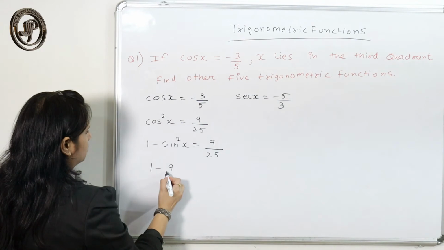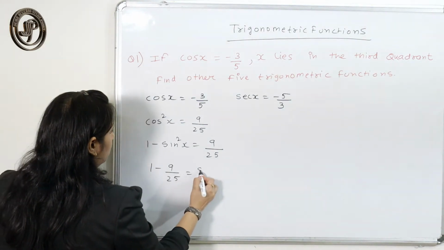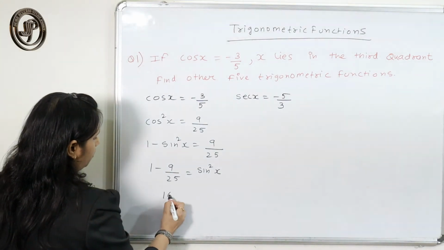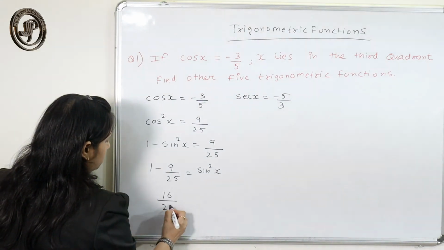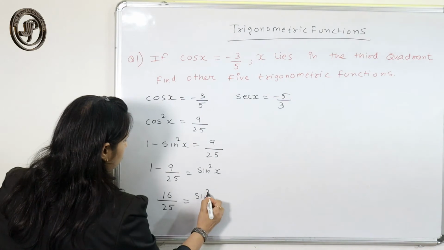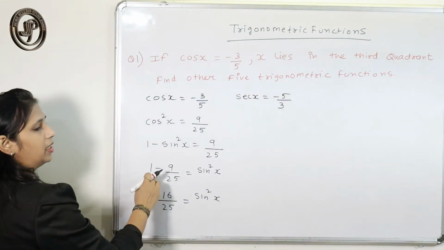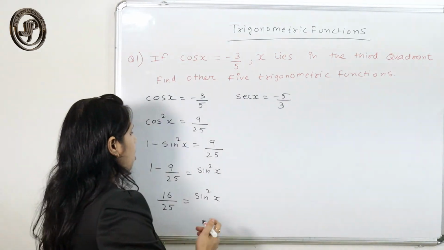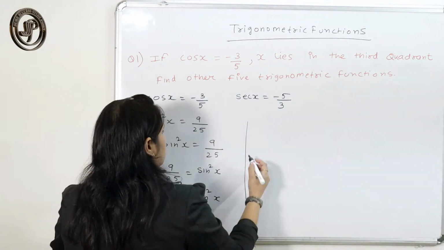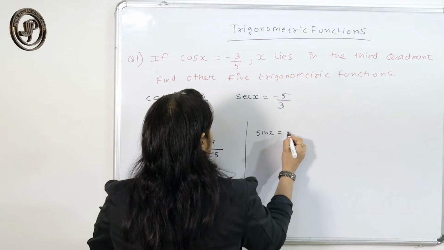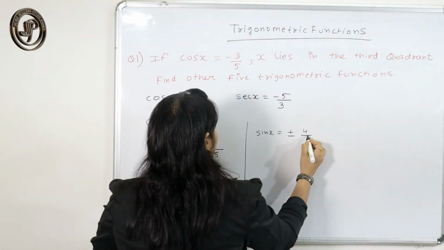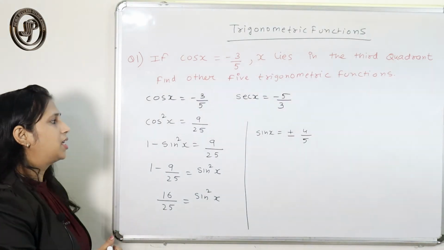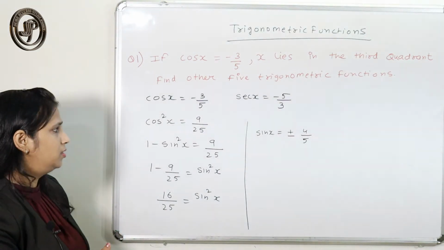So 1 minus 9 by 25 is equal to sine square x. If you simplify this, by taking LCM, 25 minus 9 is 16, so you get 16 by 25 is equal to sine square x. Okay, now what can you write? Sine x is equal to plus minus 4 upon 5, if you take the root of this.